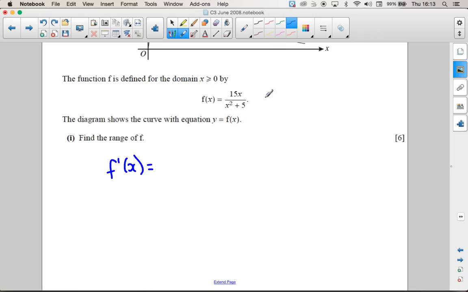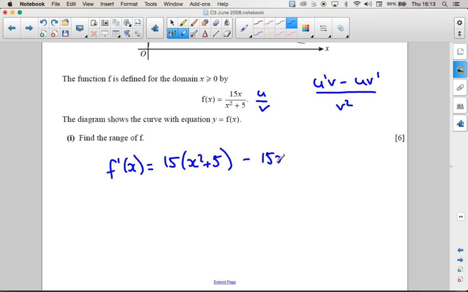Now this is a quotient set up in this form, and the differential of any quotient is u dash v minus uv dash over v squared. So that's how I'm going to figure it out. So that's differentiating the top one, which is 15, and leaving the bottom one alone, minus leaving the top one alone and differentiating the bottom one. Differential of x squared plus 5 is just 2x over the bottom one squared.